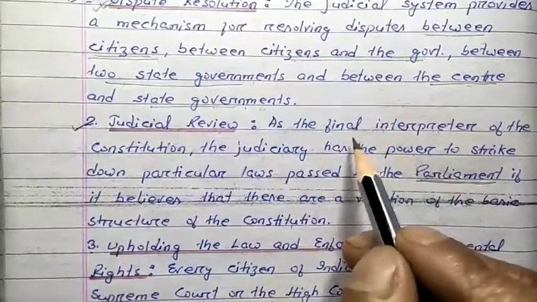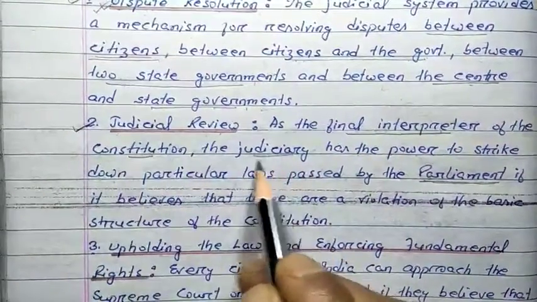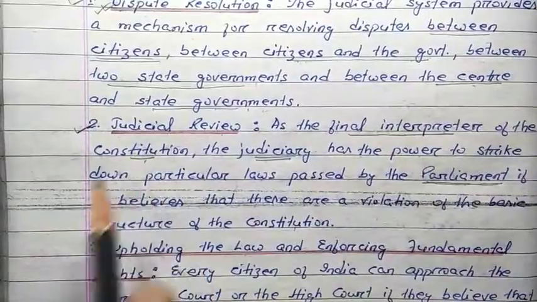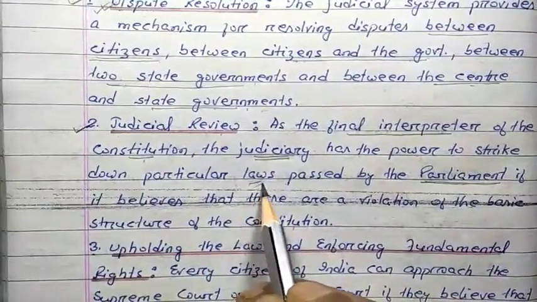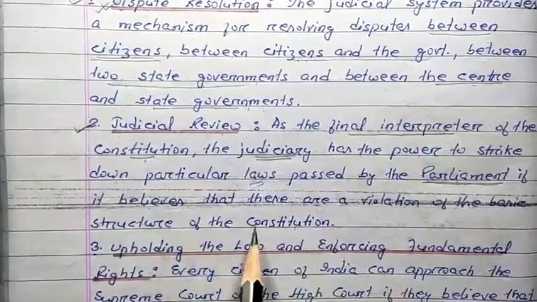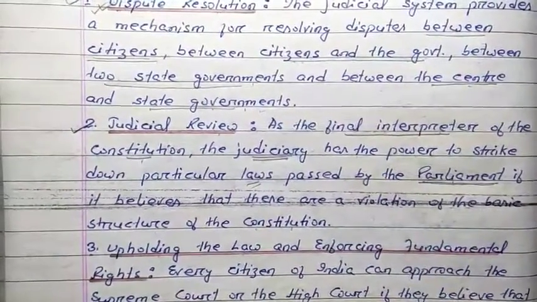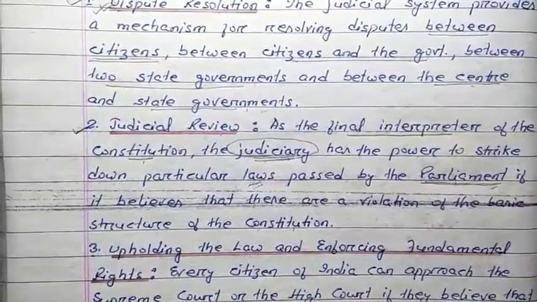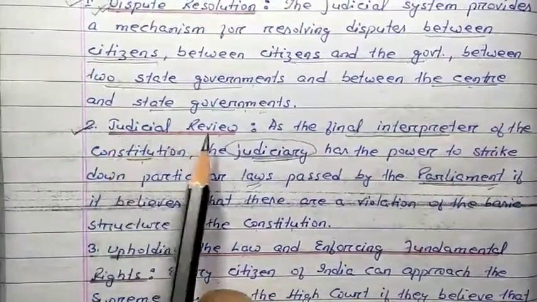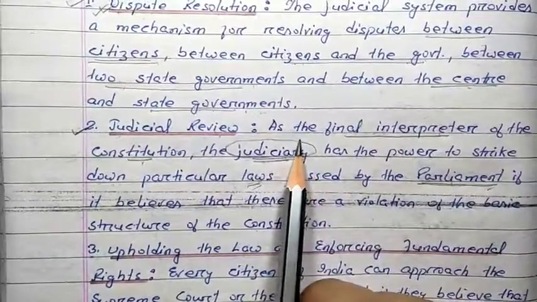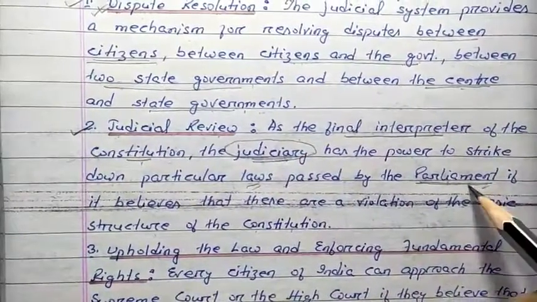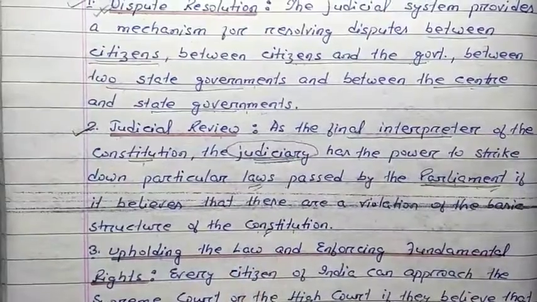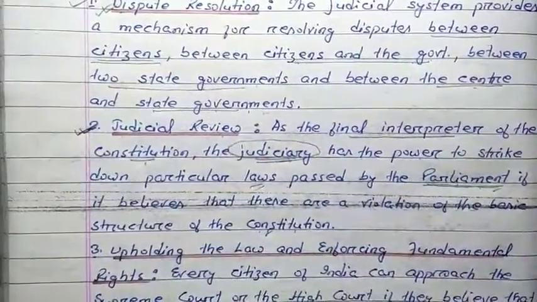Now, the final interpreter of the Constitution is the judiciary. That means the judiciary can interfere in matters of the Constitution if it feels that any law passed by the Parliament is against the structure of the Constitution or against the rights of the people. At that time, the judiciary has full right to strike down such a law passed by the Parliament. So through the function of judicial review, the judiciary has the power to ban a particular law passed by the Parliament, if it feels that the law is against the Constitution or against the rights of the people. That's about the second point.